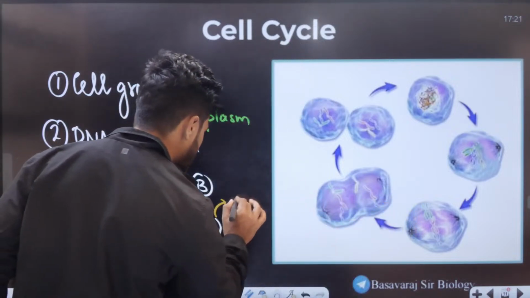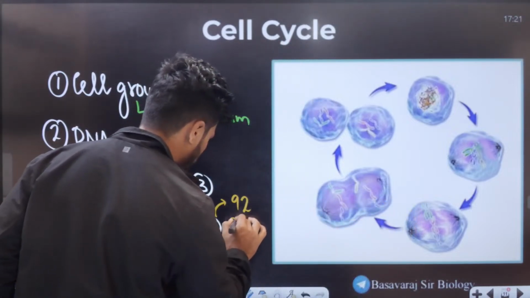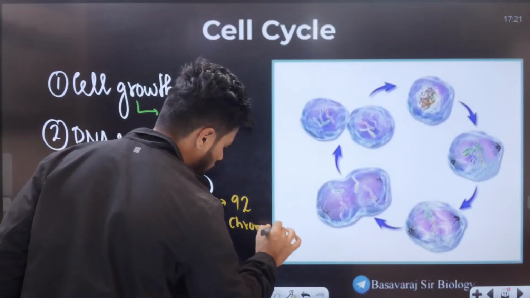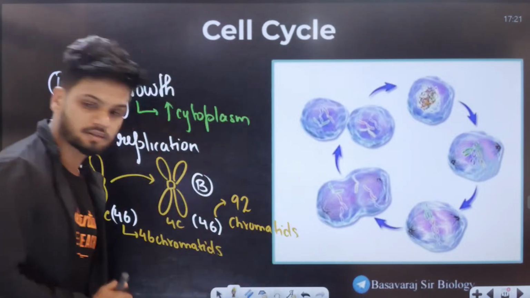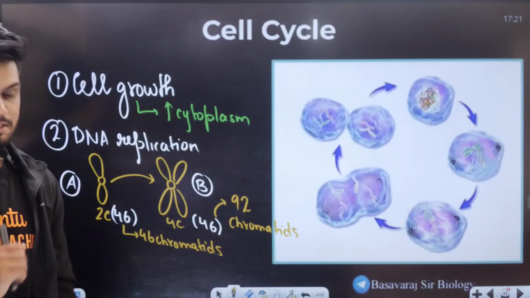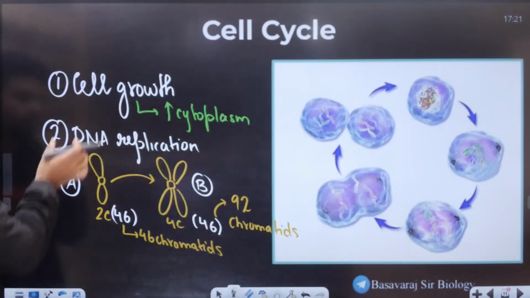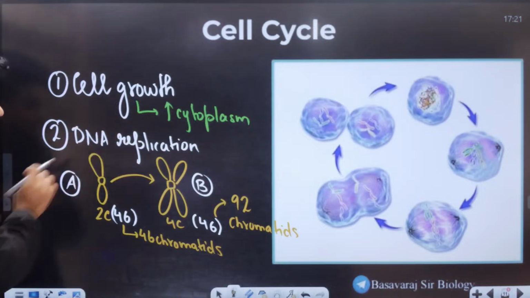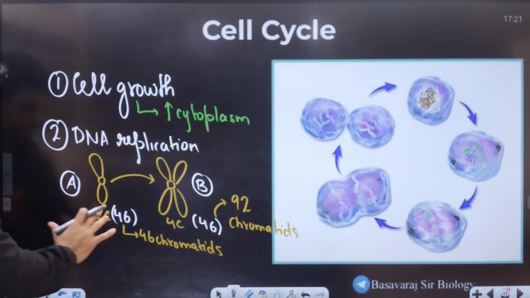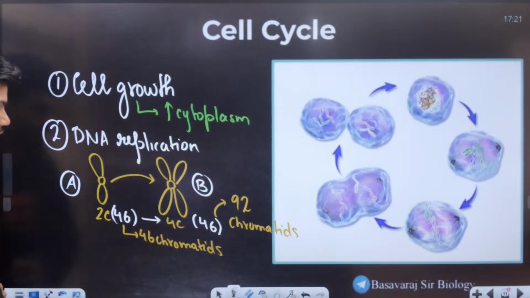Here we will notice 92 chromatids. Okay, 92 chromatids. Now listen to me very carefully. The third part is the most important part: cell growth, DNA replication. Replication is happening, 2C to 4C.